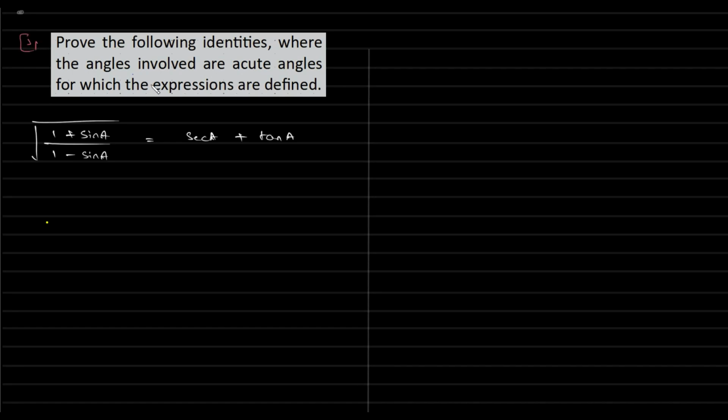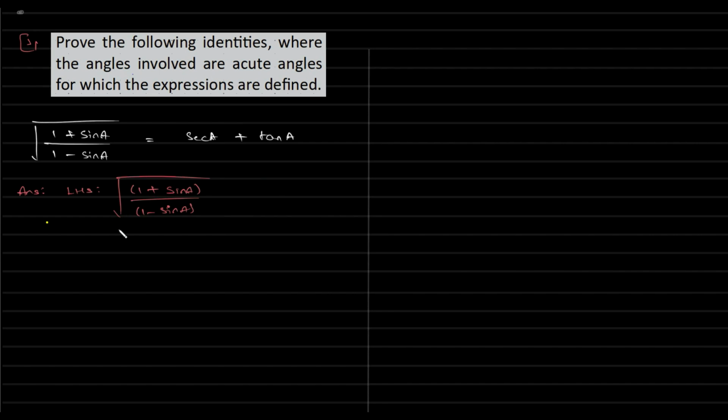Prove the following identity where the angles involved are acute angles for which the expressions are defined. So LHS is the square root of (1 plus sine A) divided by (1 minus sine A). Basically we have to prove this to be equal to secant A plus tan A.